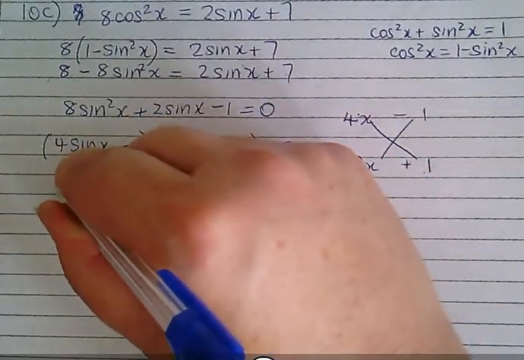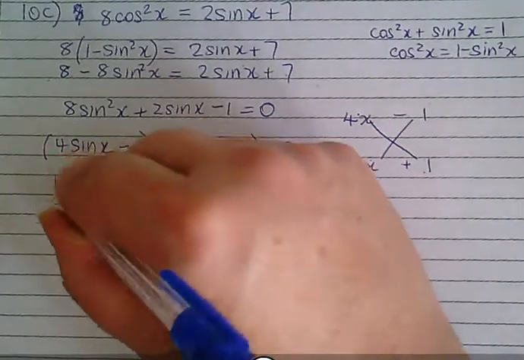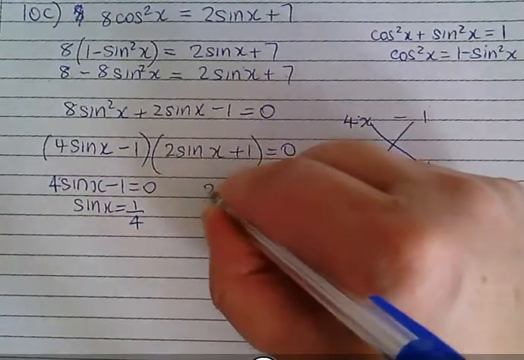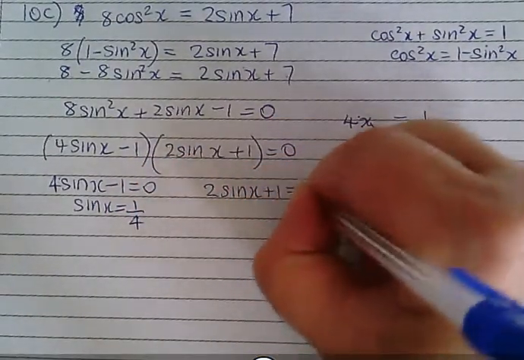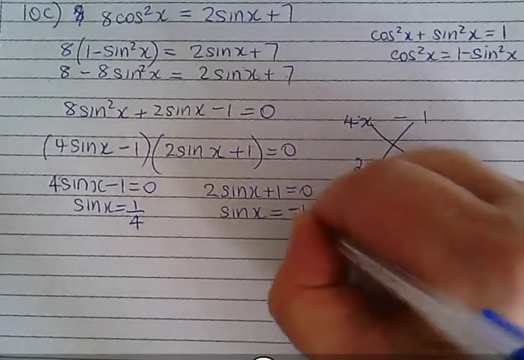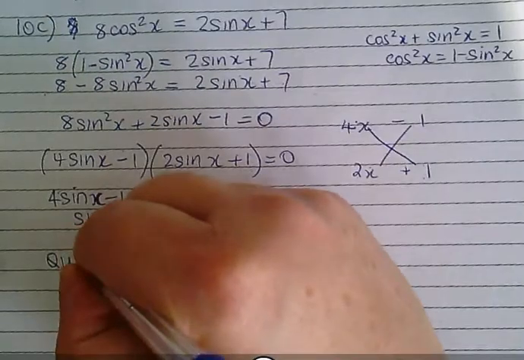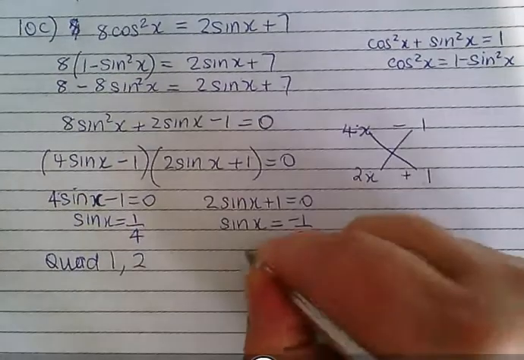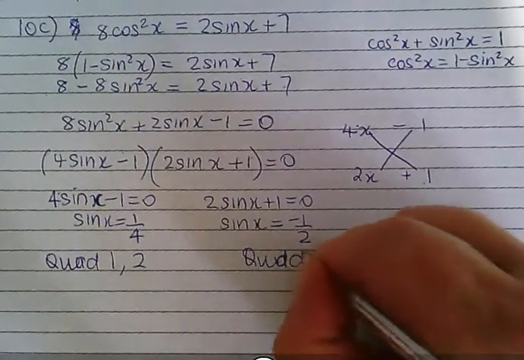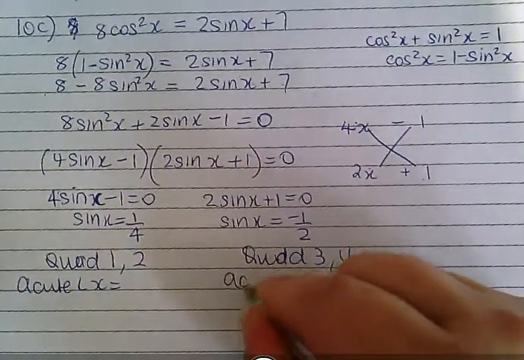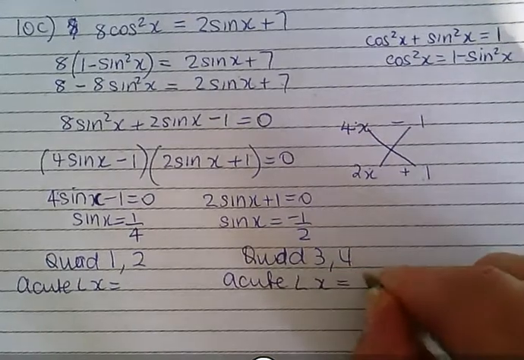So therefore, you can just write 4 sin x minus 1 equals 0, or sin x is a quarter. And we've got 2 sin x plus 1 is 0, or that's just sin x is negative a half. One of them is exact, the other one's not. Quadrants 1 and 2 for the first one. The other one is quadrants 3 and 4. And then the acute angle for the first one, I'm not sure what it is yet. And the acute angle for the second one is 30 degrees.